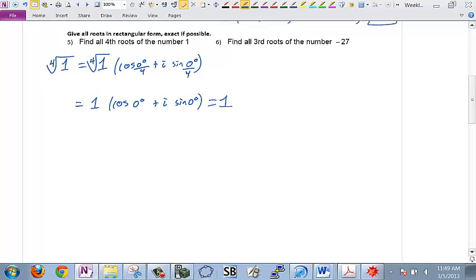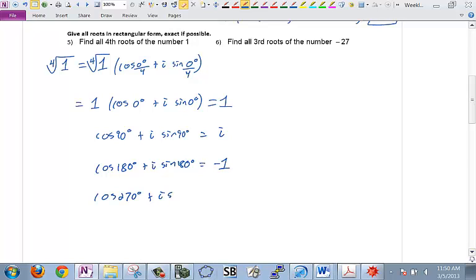That's the number 1. Then I want to add 90, right? Because if there are 4 roots, we add 90 each time. So we're going to have cosine 90 plus I sine 90, and that, by the way, is I. Cosine 180 plus I sine 180, and that's negative 1. Cosine 270 plus I sine 270, and that is negative I. And then cosine 360 plus I sine 360, which is just a repeat of 1. So there are your 4 fourth roots of the number 1. Agreed? Yes.